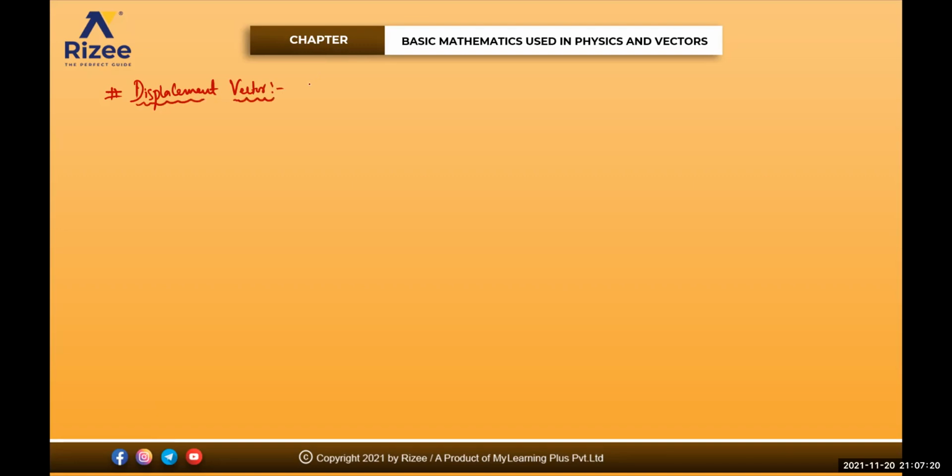Displacement vector. It is represented by either S bar or D bar. It doesn't have any reference. Displacement is independent of your origin, beta. Make sure of that one. It is independent of origin. It is not depending upon the origin.